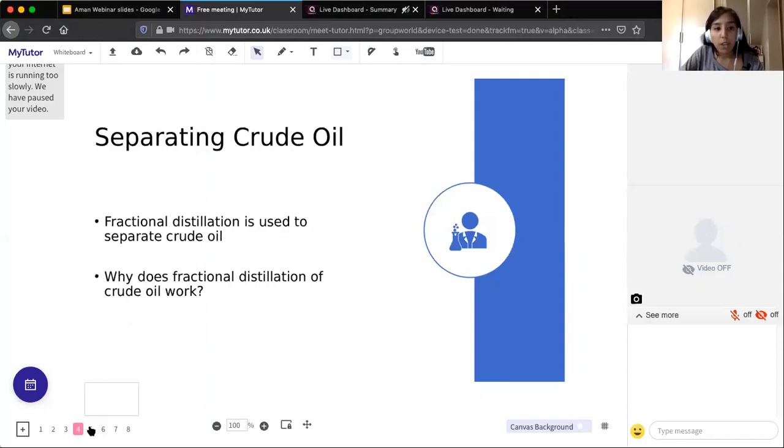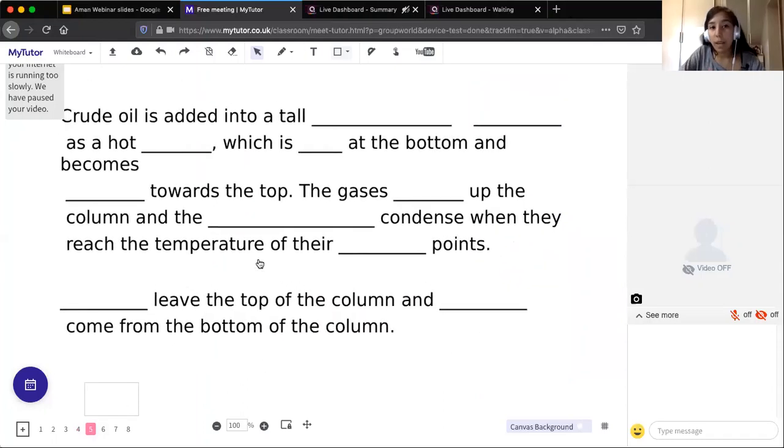Okay, so I've got a fill in the gap exercise now for how we do fractional distillation. So let's have a go at trying to do this together. So crude oil is added into a what? So what does fractional distillation take place in? Does anyone remember what it's called? What's that piece of apparatus called? So what is crude oil added into for fractional distillation to take place? That's the first two words.